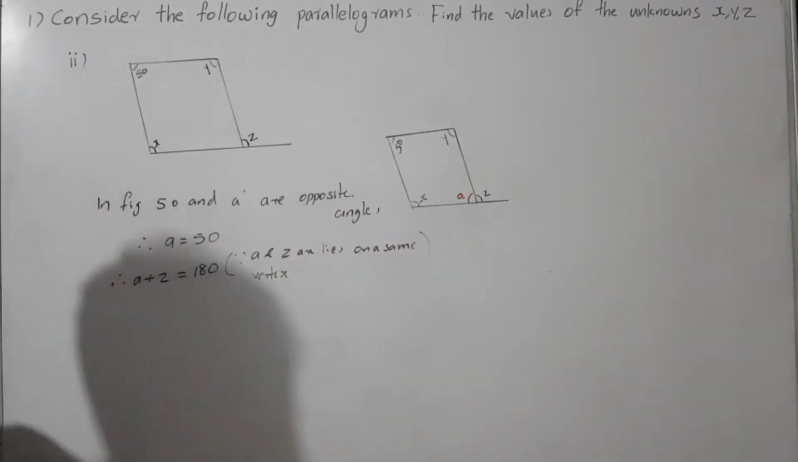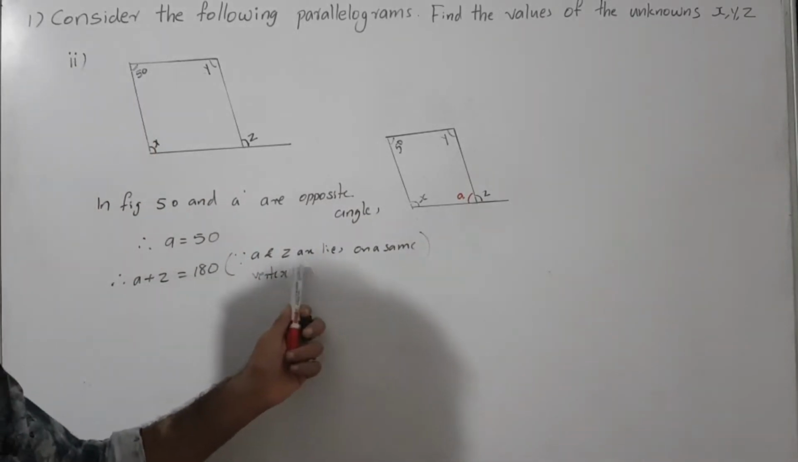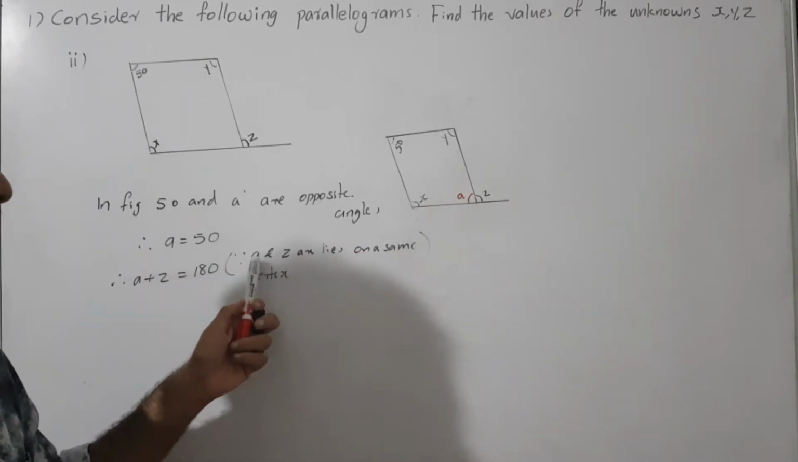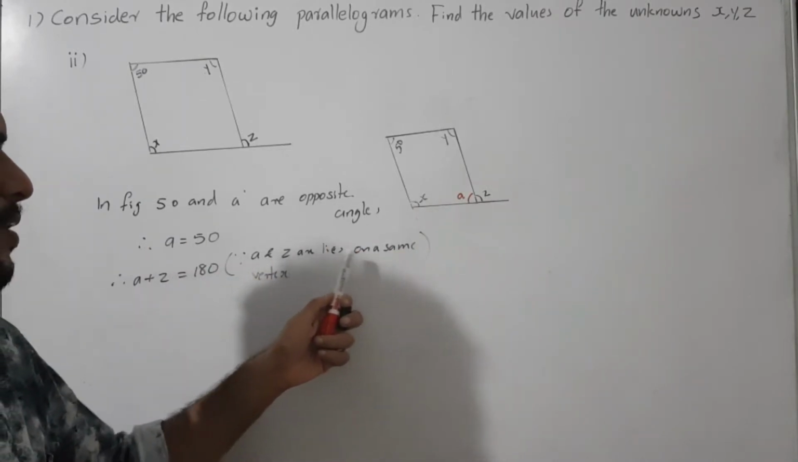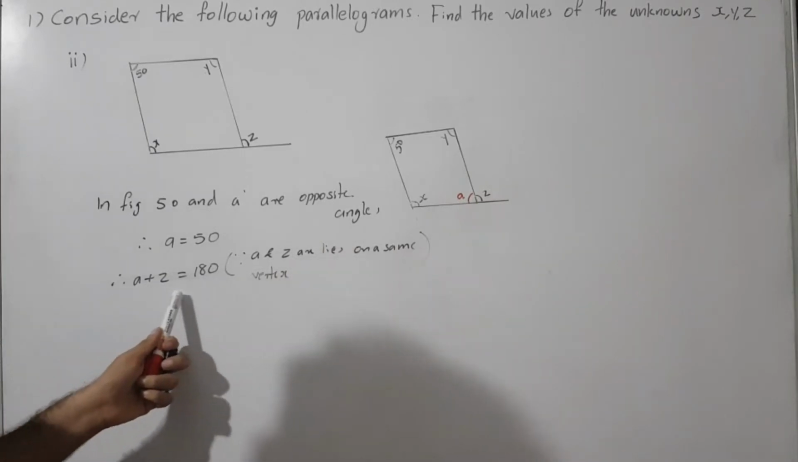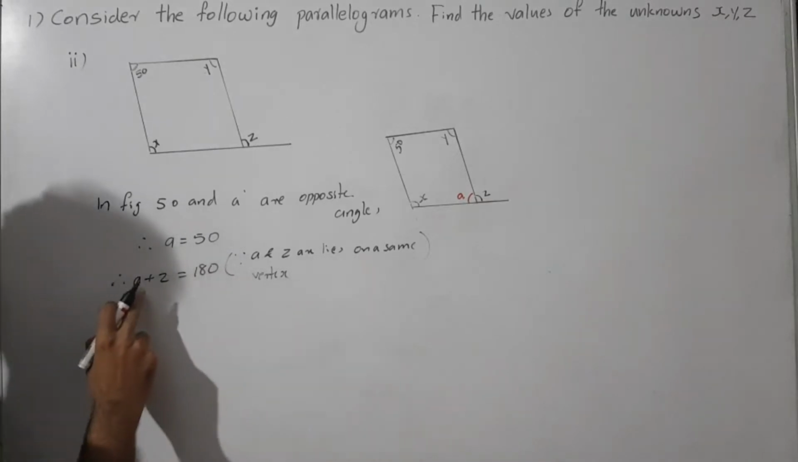A and Z lie on the same vertex. Z is an exterior angle, A is an interior angle. So the interior angle and exterior angle lying on the same vertex are supplementary. We know the idea. Therefore A plus Z is equal to 180.